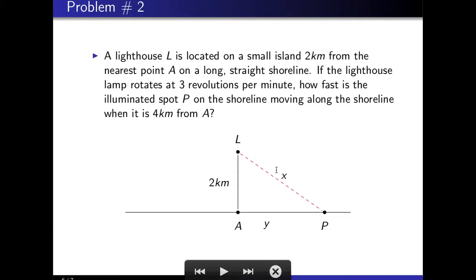Okay, so from this, what we're trying to find is how fast the illuminated spot P is moving along the shoreline. So in other words, how fast is the distance between A and P increasing? So we're going to be looking for dy/dt again.